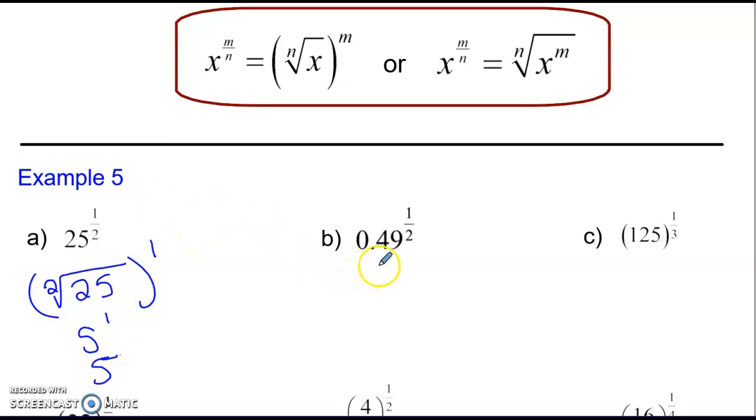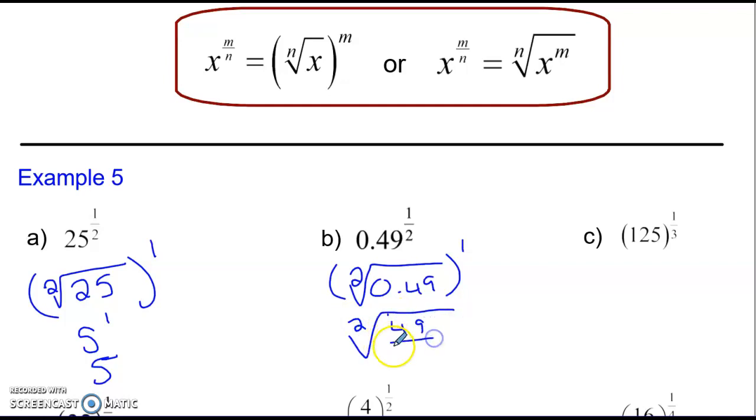For B, we're going to go over and look at that. Again, it's 0.49 to the power of 1/2. So that becomes the square root of 0.49 to the power of 1. The square root of 0.49, we can write that as a fraction. So it's the square root of 49 over 100, which is equal to 7 over 10.